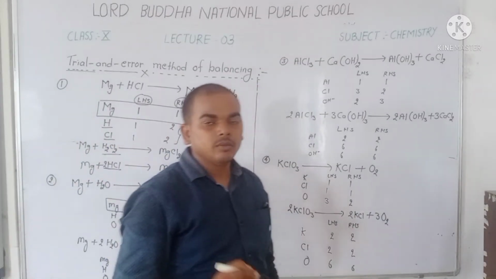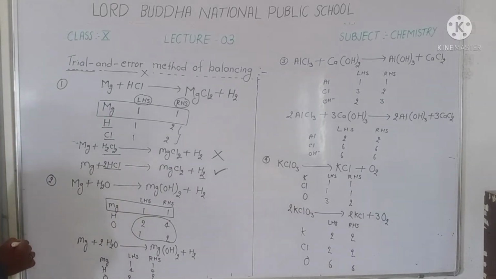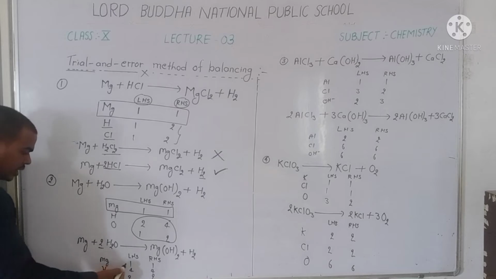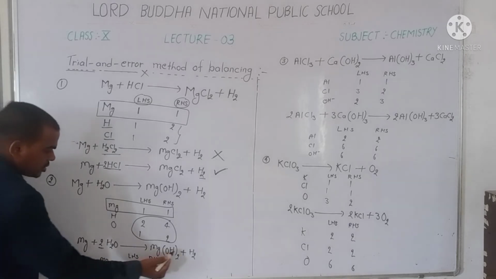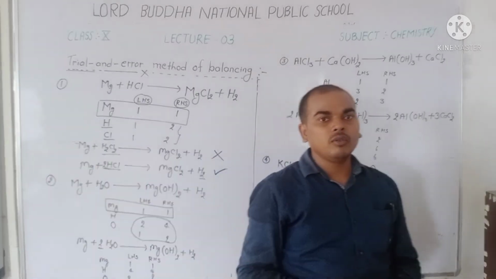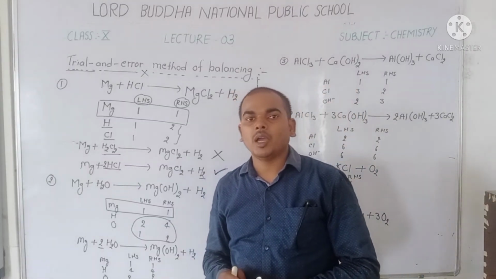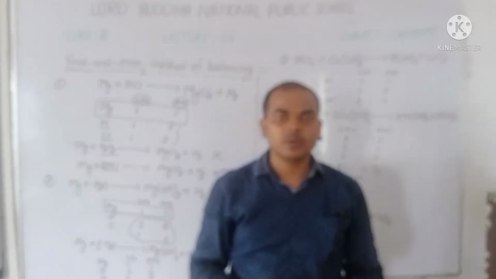For balancing hydrogen and oxygen, if we put 2 before the H2O, then we find the number of magnesium on the left is 1 and on the right is 1, hydrogen on the left is 4 and on the right also 4, oxygen on the left is 2 and on the right also 2. That means in this equation the number of reactant atoms on the left and product atoms on the right are equal. That means this equation is a balanced equation.